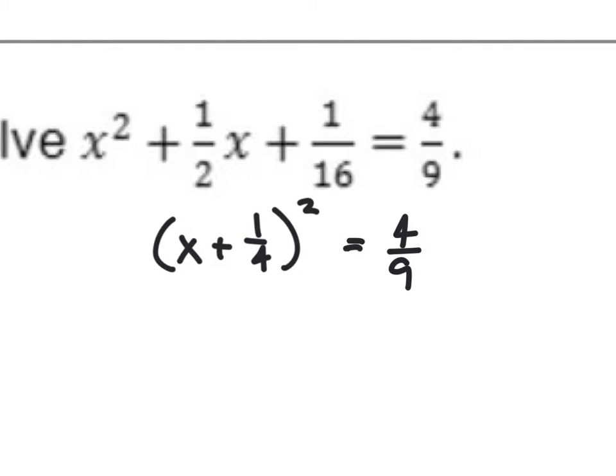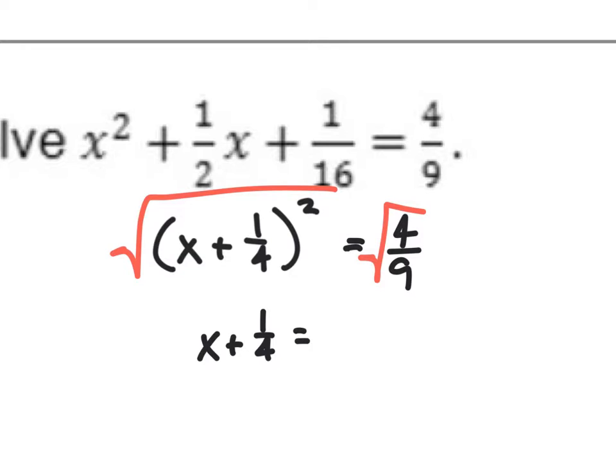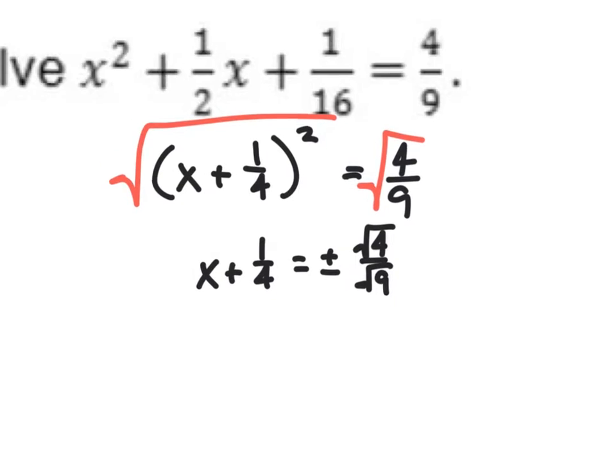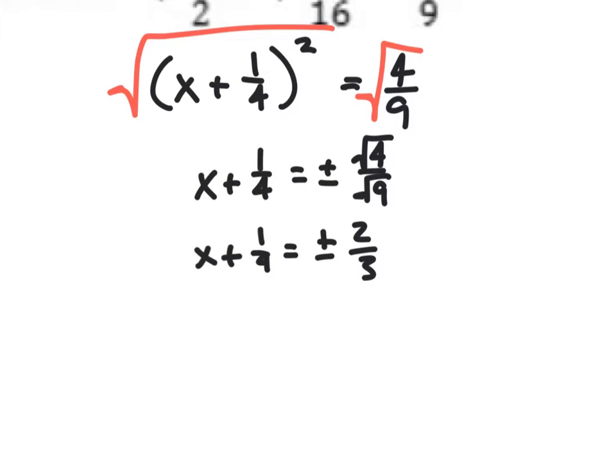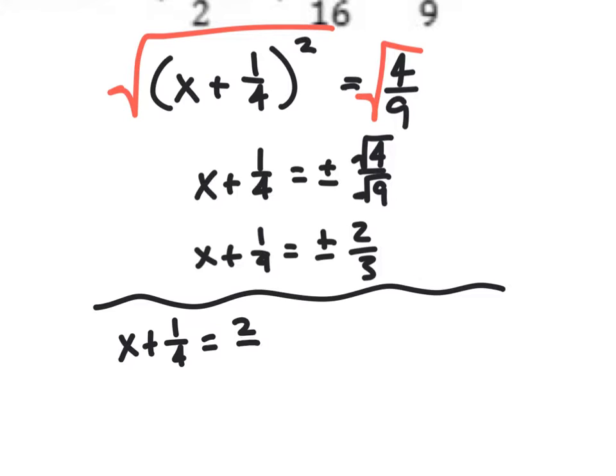So let's go ahead and take the square root of both sides, all right, now that we've got a perfect square trinomial on the left side. So now we just get x plus 1/4, and when I do the square root of 4/9, I'm going to do plus or minus, and I'm going to do the square root of 4 divided by the square root of 9. Okay, as a result, I get x plus 1/4 is equal to plus or minus 2/3. Okay, so then what we want to do is write 2 different equations here. Now I've got x plus 1/4 is equal to 2/3, okay? Or I have x plus 1/4 is equal to negative 2/3.